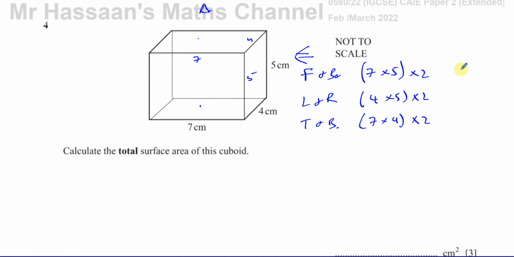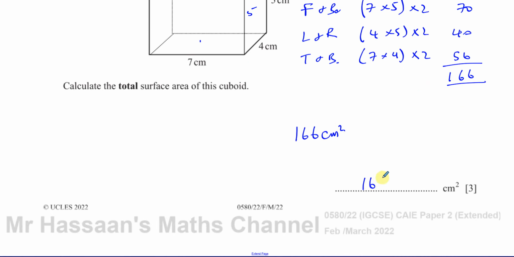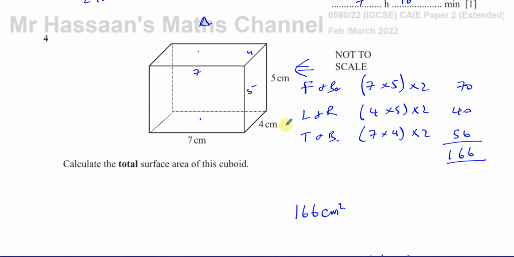That's 35 times 2, which is 70. That's 20 times 2, which is 40. That's 28 times 2, which is 56. Okay, and we add them together. That's 110, 166. So you have 166 centimeters squared. So that's the answer here. We can write down. That's one way of doing it. There's other ways of doing it as well. Okay, but this I think is by far the easiest way of dealing with it.